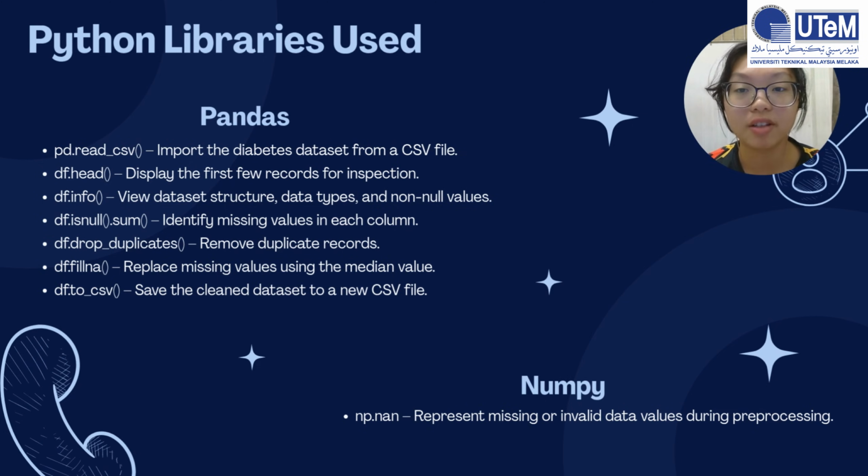And we also use df.isnull().sum to identify missing values from any column within the raw dataset. Then drop_duplicates, which is to remove duplicate records within the dataset. And then we have df_final to replace missing values, as well as df.to_csv, which is to save the cleaned dataset into a new CSV file. And we also use NumPy, which is np.nan, to represent missing or invalid values during the pre-processing stage.